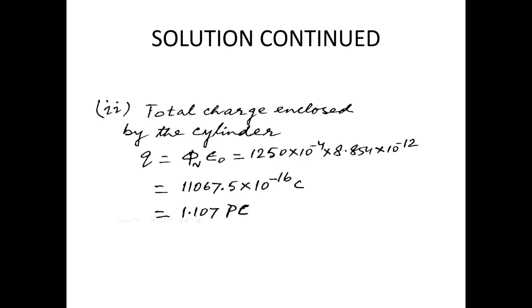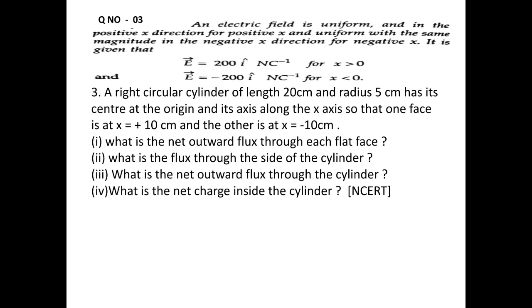Now to find the total charge enclosed by the cylinder, we use Gauss theorem and we write Q equal to phi N into epsilon naught. Putting the value of these two, we get Q equal to 1.107 picocoulomb. Now come to solve the next problem.